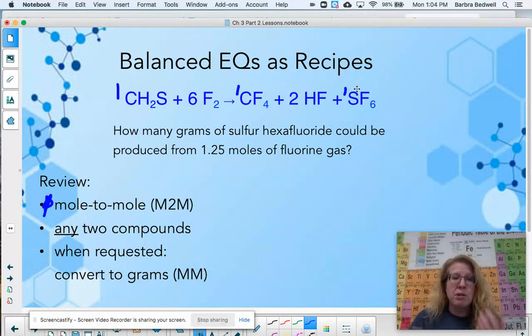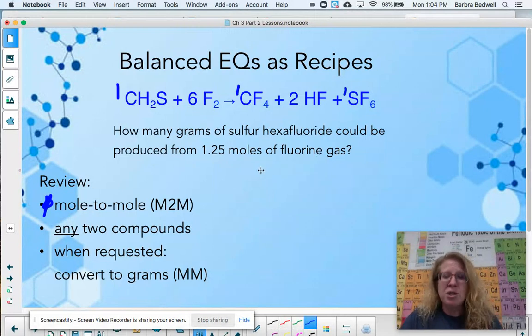So if we were going to do this, these would be 1s here and 1. And our units here could be one of two things. It could be molecules, 1 molecule of each, but that's really not very useful for us. More commonly, it's going to be moles. It is not in grams. Moles is the unit that's always used for these ratios. So if we have a question like this, it says how many grams of sulfur hexafluoride could be produced from 1.25 moles of fluorine gas.